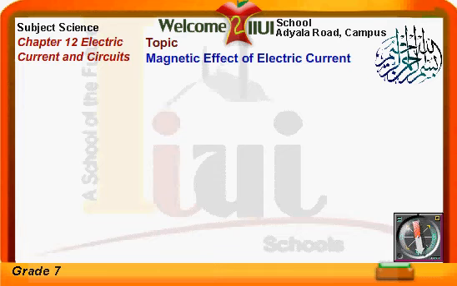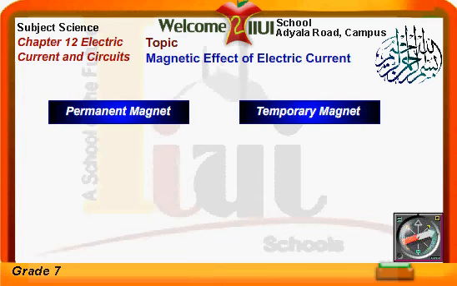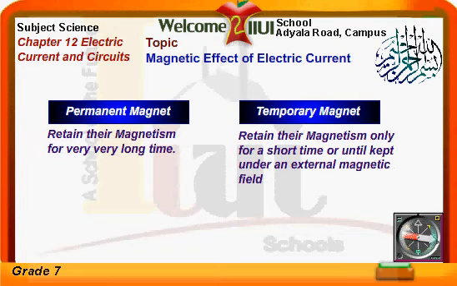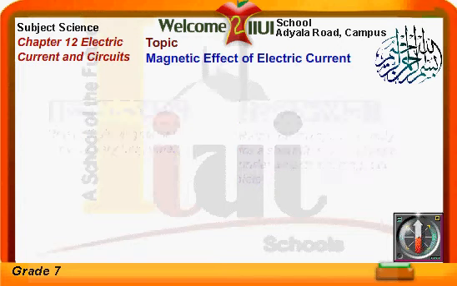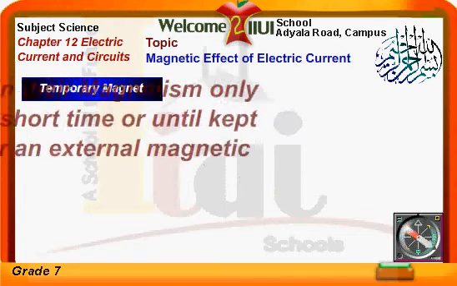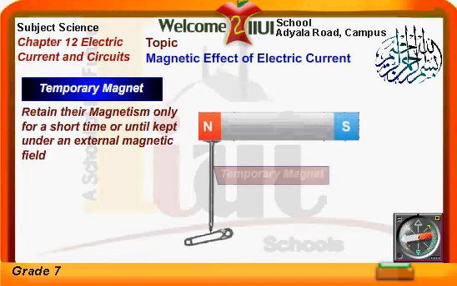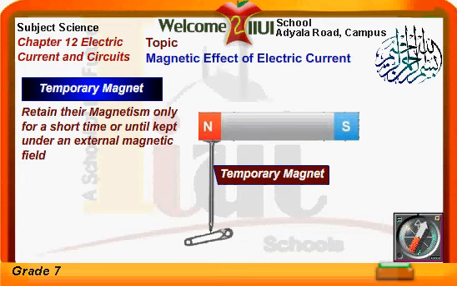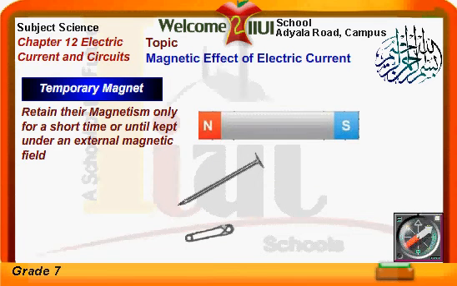We have studied the two types of magnets, permanent magnet and temporary magnet. Students, do you remember that? This is how we define them in simple words. Please take a moment and go through these definitions. We will talk about the temporary magnet. Temporary magnets retain their magnetism only for a short time or until kept under an external magnetic field. When removed from the external magnetic field, they lose their magnetism.